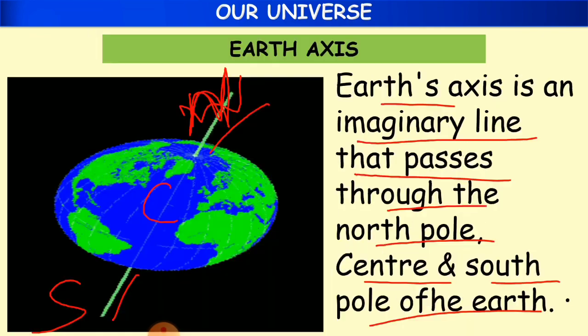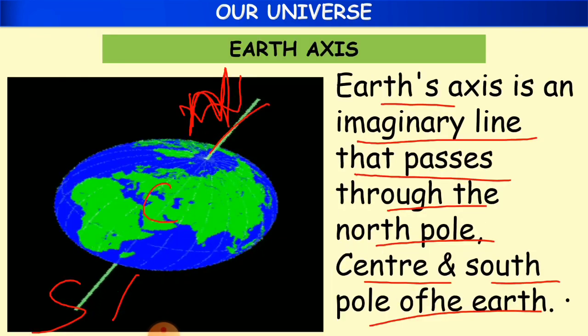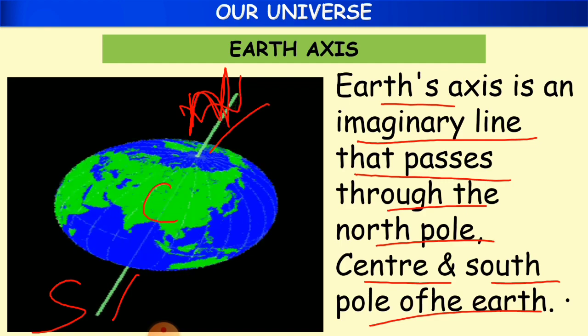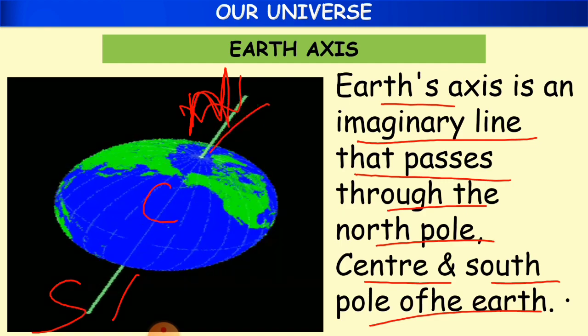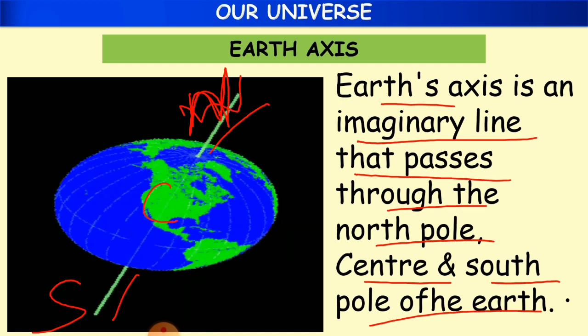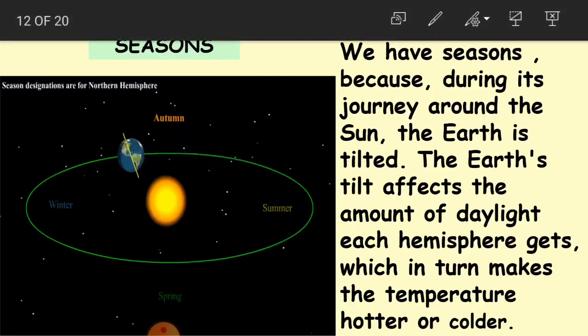See, and how the earth is rotating around itself. It is not revolving around the sun. It is rotating around itself. Are you able to see this? Rotating. Yes. So now seasons.